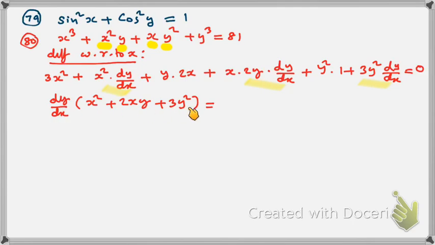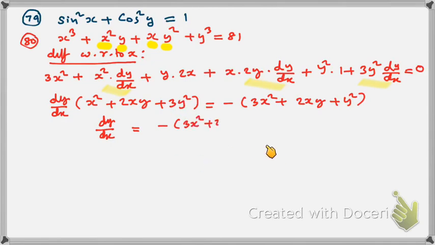So dy by dx into those three terms is equal to all the remaining terms, which will go to the other side, and each of them is negative. So I say minus of 3x square plus 2xy plus y square. All of them are negative. And so dy by dx will be, this whole thing will go to the right side and divide. So that's my dy by dx there.